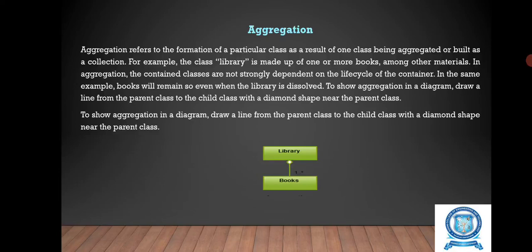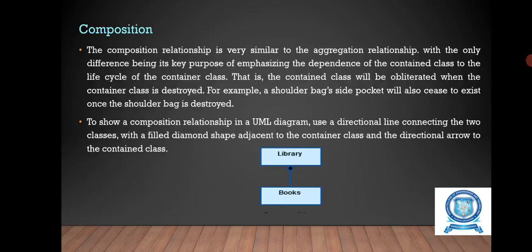Aggregation refers to the formation of a particular class as a result of one class being aggregated or built as a collection. For example, a library is made up of one or more books among other materials. In aggregation, the contained classes are not strongly dependent on the life cycle of the container. In the same example, books will remain so even when the library is dissolved. To show aggregation in a diagram, draw a line from the parent class to the child class with a diamond shape near the parent class. The diamond shape denotes aggregation.